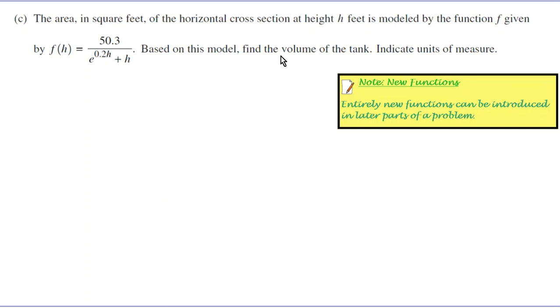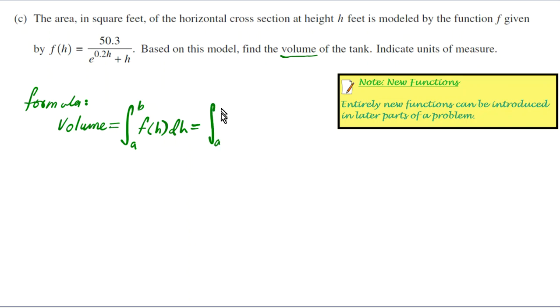Alright, so we're still looking for volume, so let's go ahead and write down what the formula is here. So the formula for computing volume is the integral from a to b of the cross-sectional area, right? So in this case, the cross-sectional area is f of h. So it's going to be f of h dh. Okay, so that's the area. So you can write that, or integral from a to b of A of h dh, as we did in the first part. Alright, so we're just going to apply this formula to this function right here.